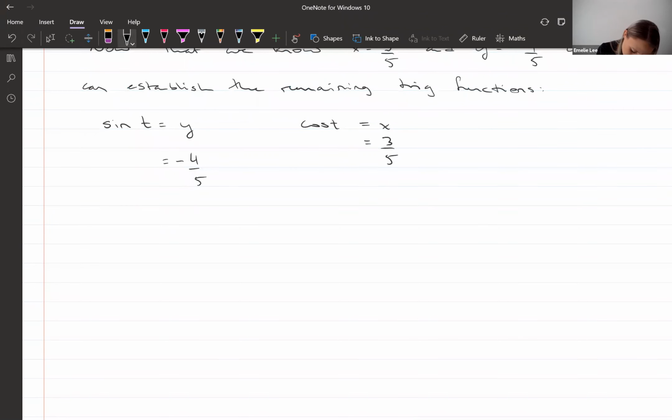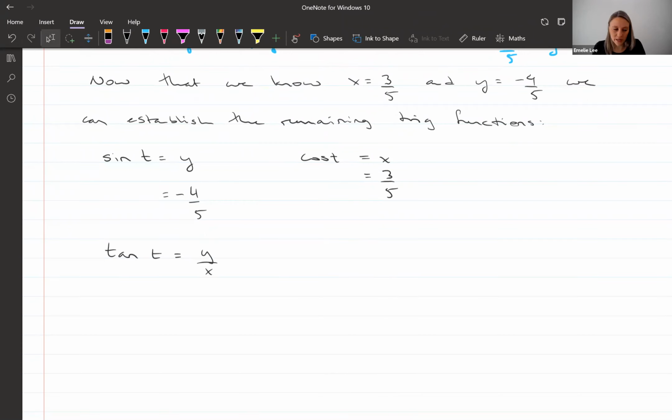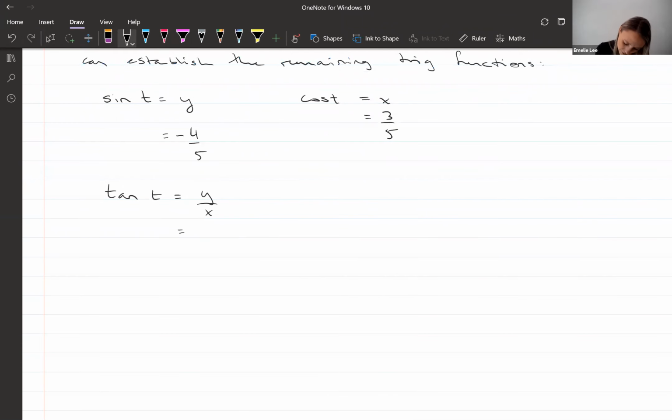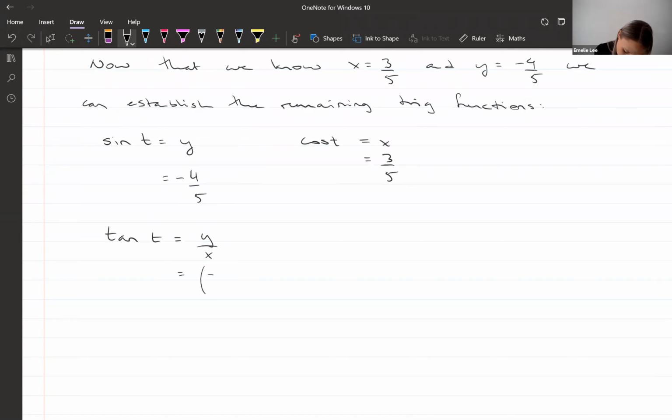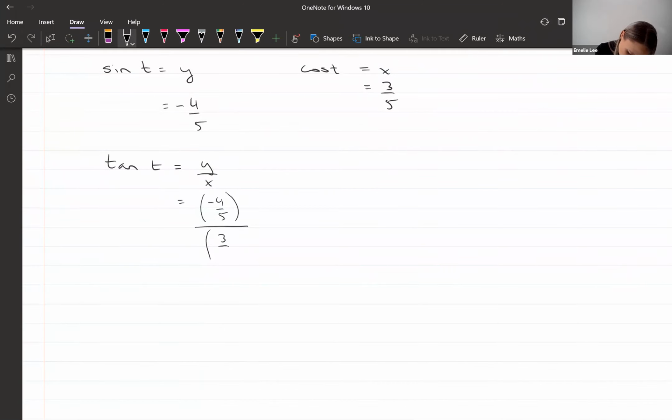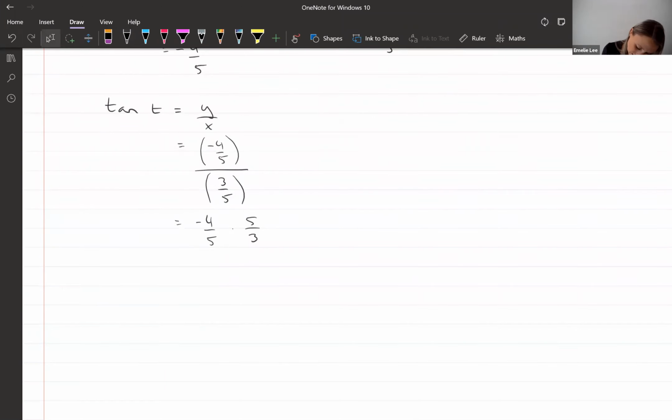We know that tan t is y over x, as long as x is not 0. In this case, x is 3 over 5, so we're safe, right? We're not giving some undefined number. So y in this case is negative 4 over 5 divided by x, which is 3 over 5. Fraction over fraction, I'm going to flip and multiply. And so I get negative 4 over 5 times 5 over 3. The 5s are going to cancel, and it puts me at negative 4 over 3.